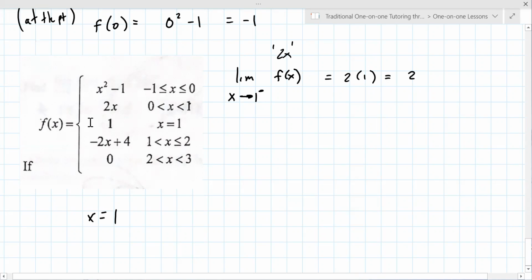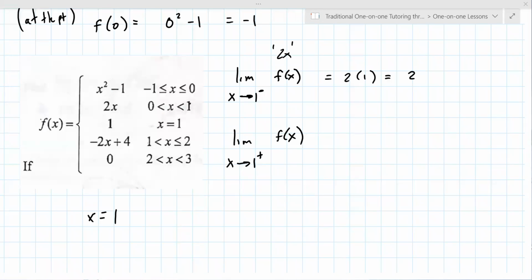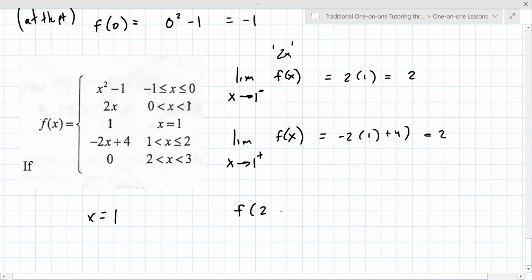Okay, so let's do the limit as x approaches 1 from the right, f of x. From the right, you have to figure out which function that is, and that is this one down here: negative 2x plus 4. That's negative 2 times 1 plus 4, which is 2. And then the last one here is f of 1. So it's wherever x is defined at 1. It is 1.